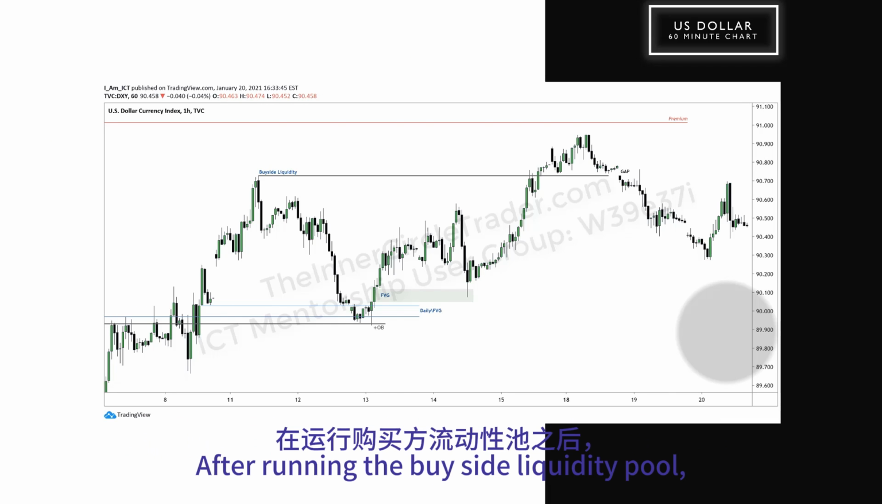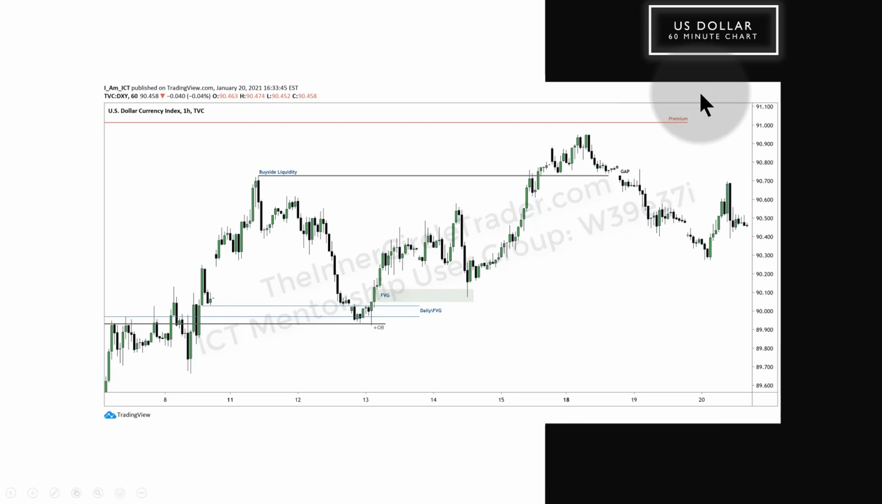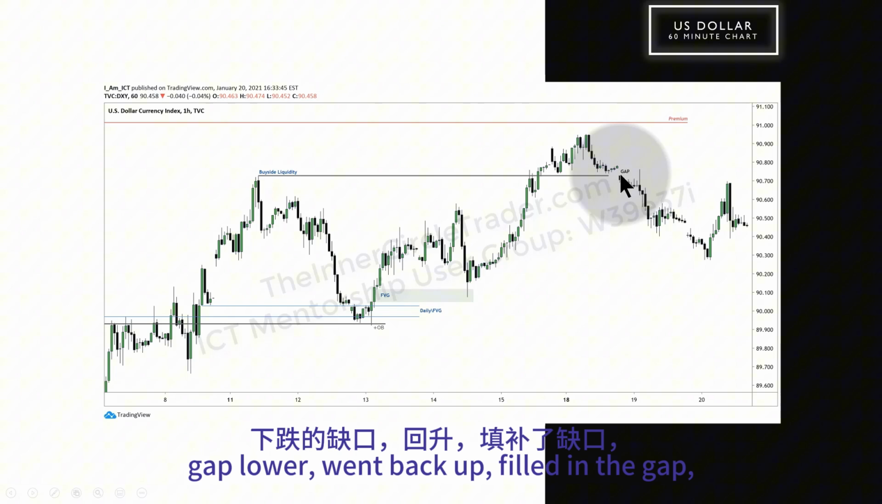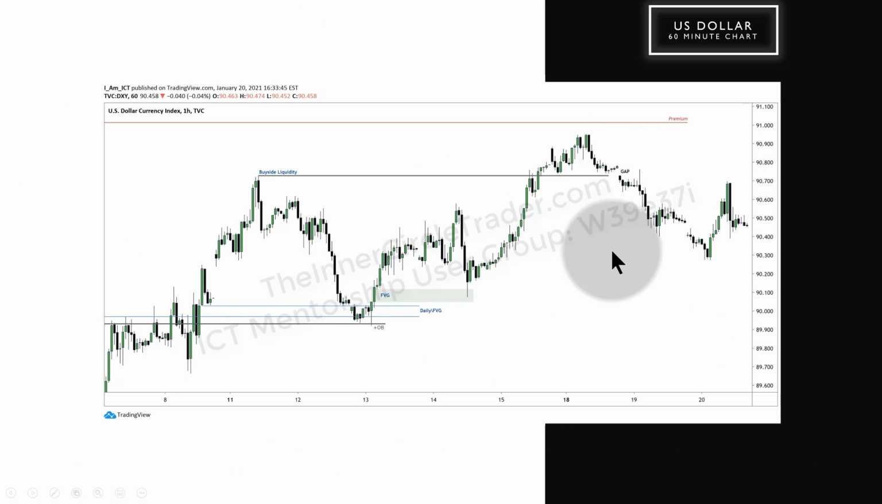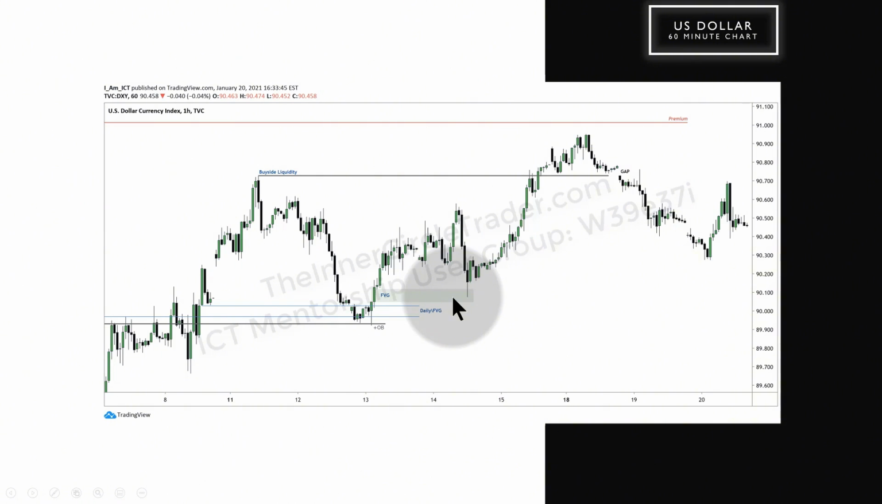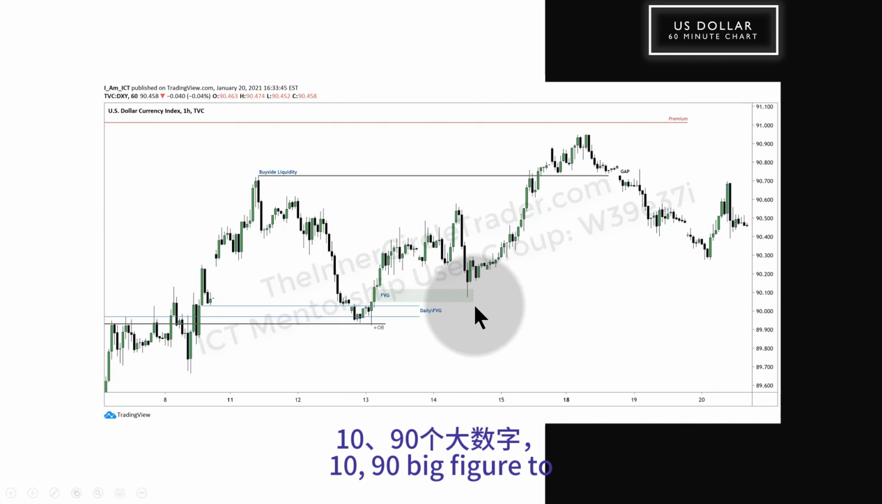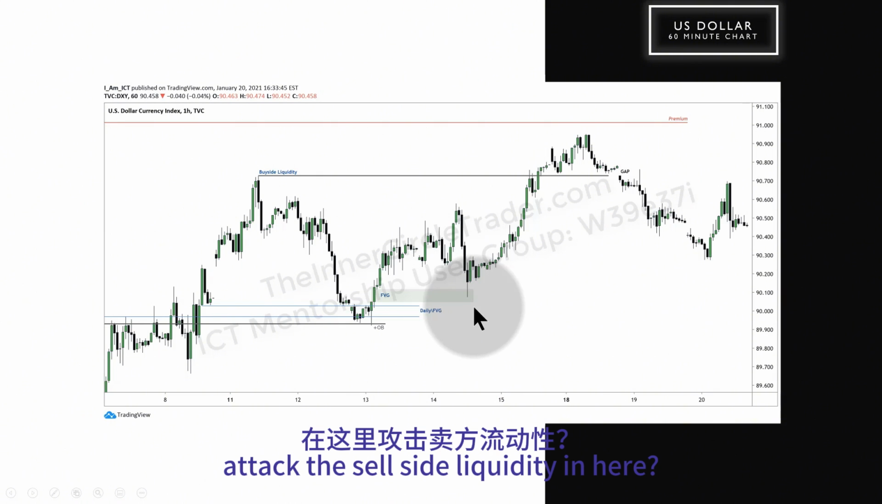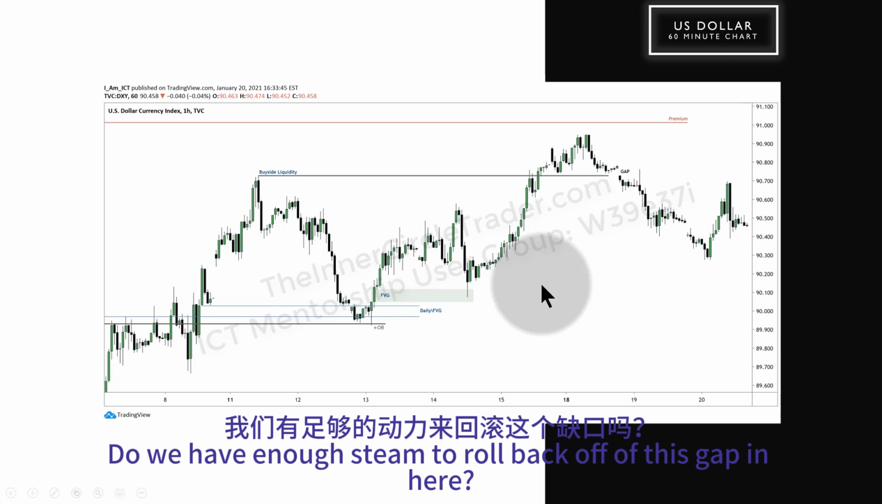After running the buy side liquidity pool, gap lower, went back up, filled in the gap, trade lower. Do we have a stage that takes us below the 90.10, 90 big figure to attack the sell side liquidity in here? I don't know. Do we have enough steam to roll back off of this gap in here?